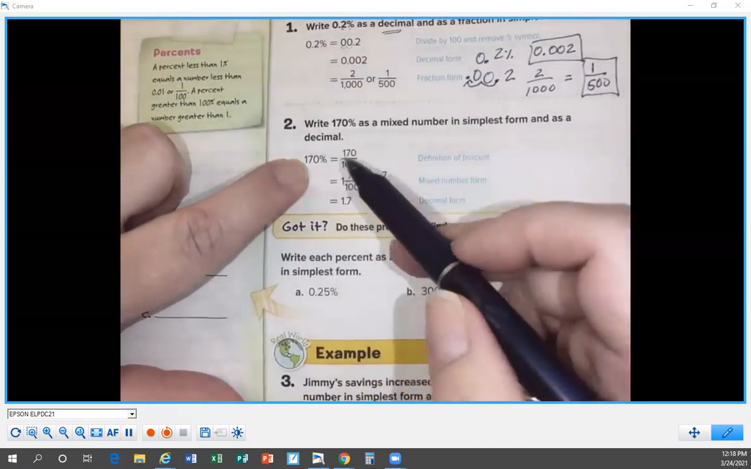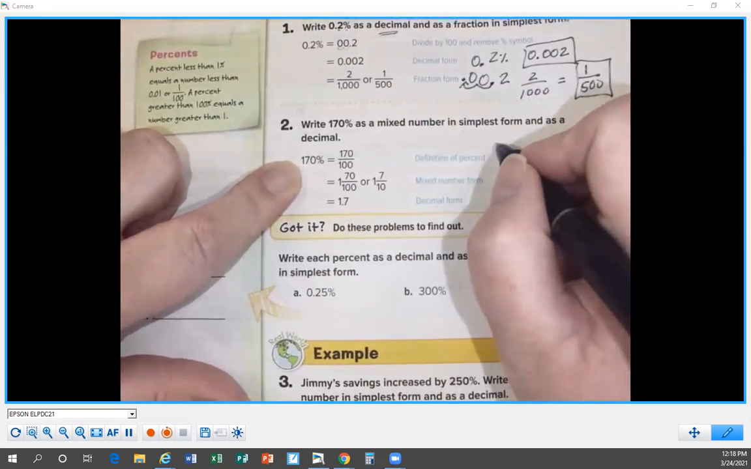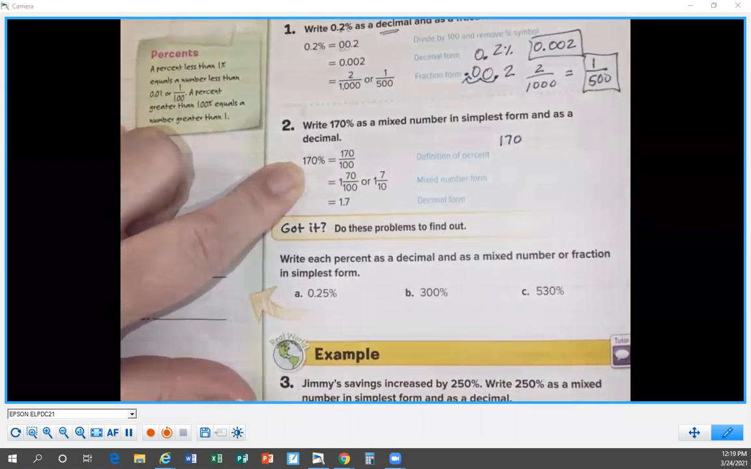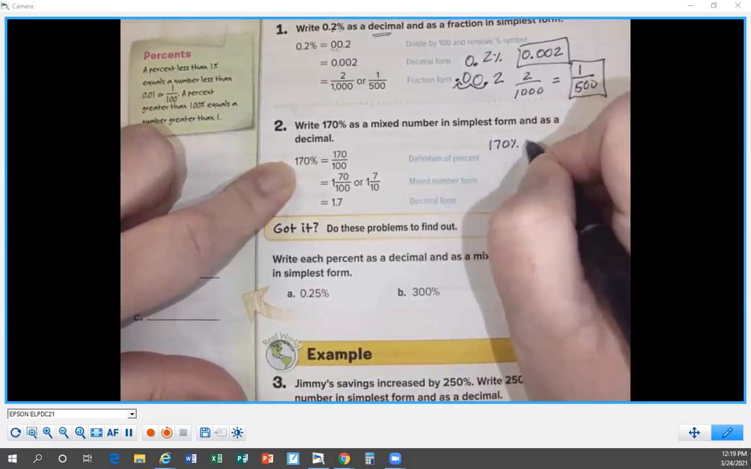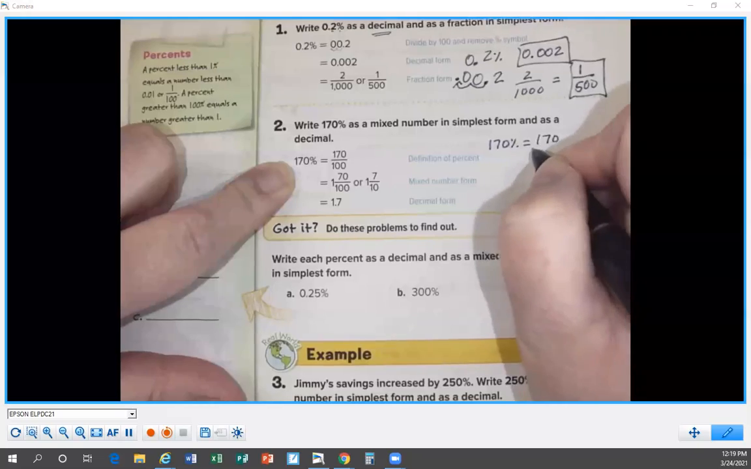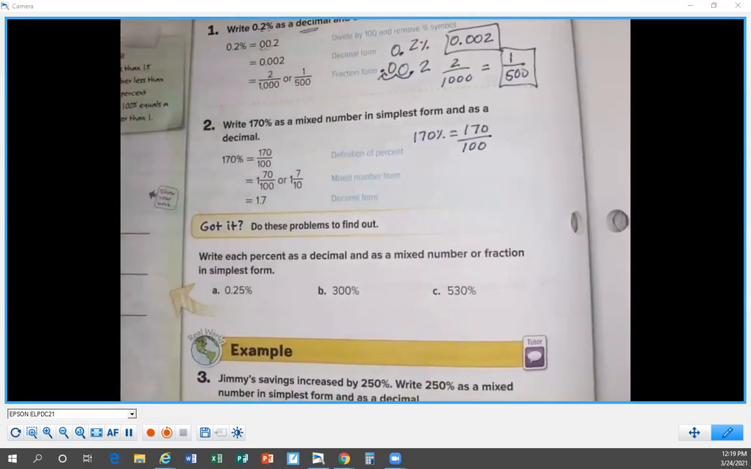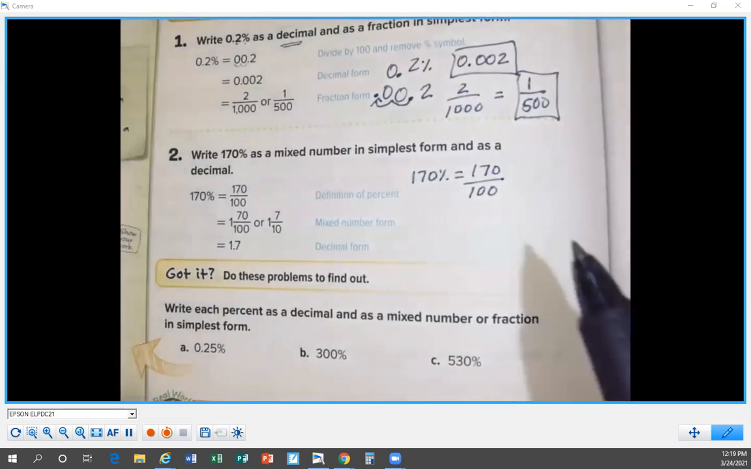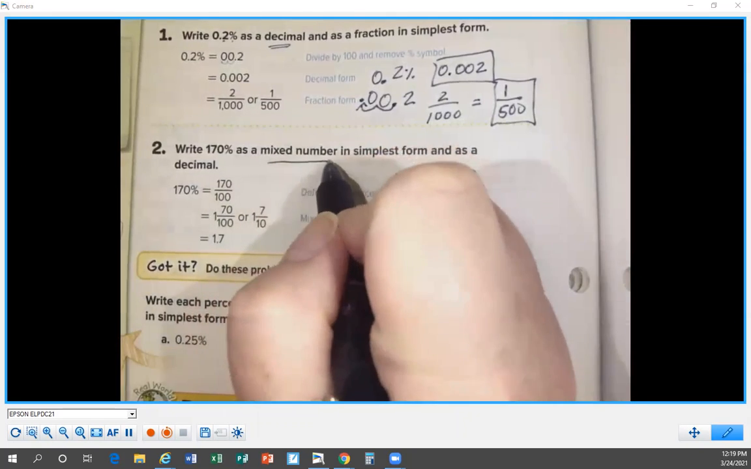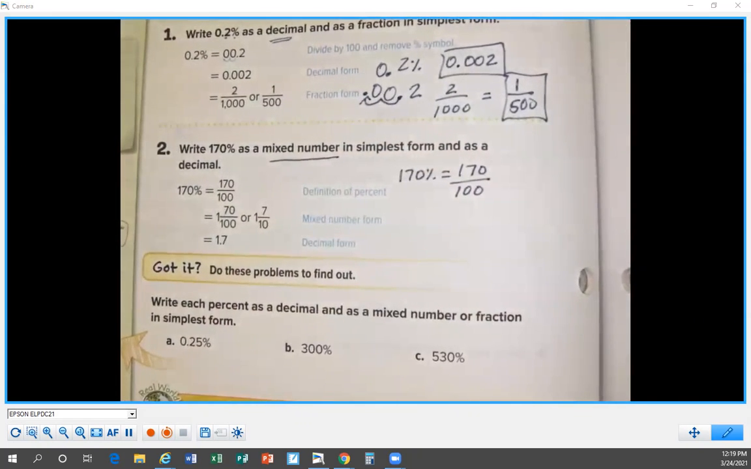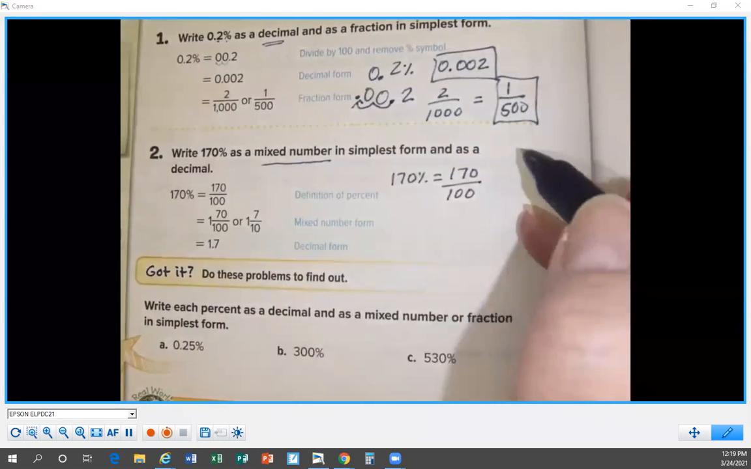So we have 170%. So first of all, let's write that 170. And when we say percent, that means per 100. So 170% is the same thing as 170 per 100. So I'm taking the 170% and writing it as 170 over 100. So that's not a mixed number, though. That's an improper fraction. A mixed number has a whole number and a proper fraction.